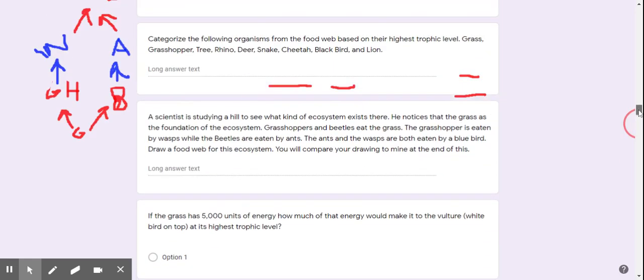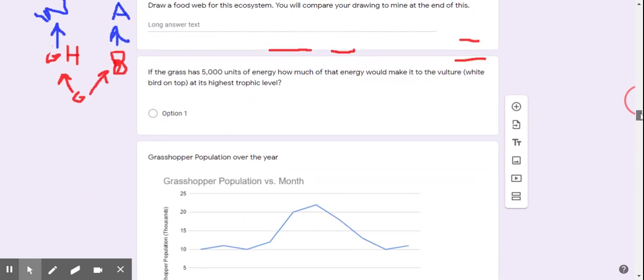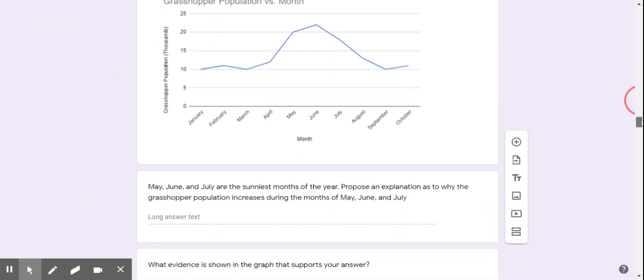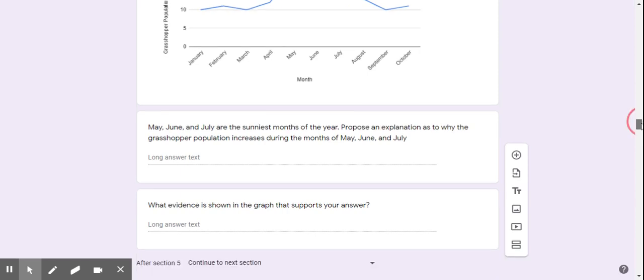So when it's the sunniest time, there's going to be an organism that grows a lot. And remember, we see that right here that the grasshopper feeds on the grass. So if it's the sunniest time of the year and the grasshopper is feeding on the grass, that must mean that we have the most grass growing at that time. So my reasoning would be the grass grows the most during that time frame. Now, get into the next one.